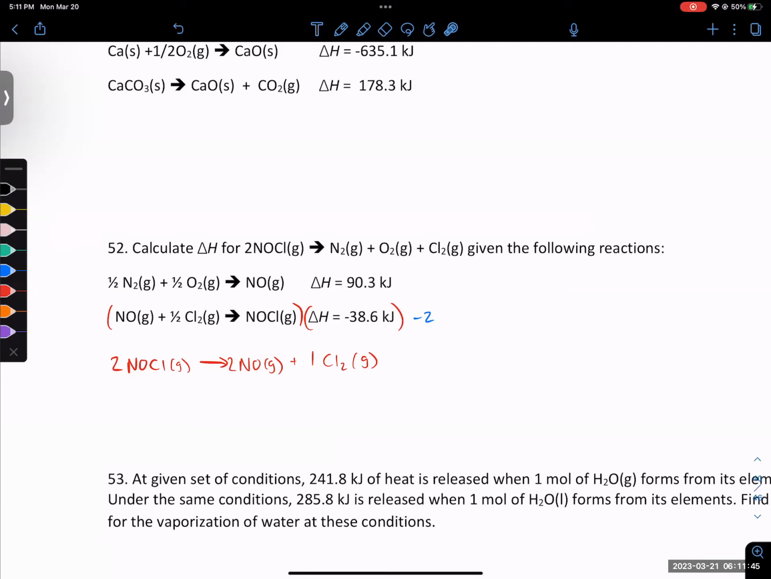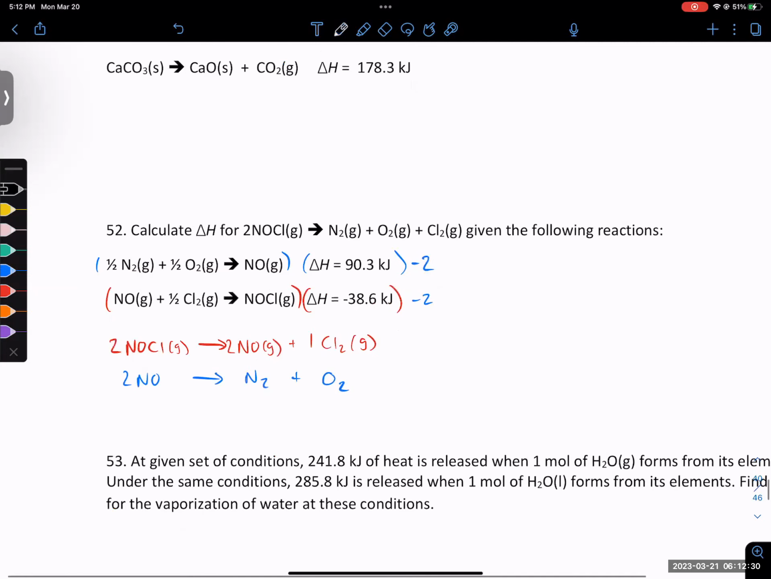1/2. So we should multiply it by what? If we want to get from 1/2 to 1, you multiply it by 2, right? So we're gonna multiply it by 2. And we're gonna flip it, so we're pretty much multiplying it by -2. And then to rewrite it, you would do 2NO goes to 1 mole of N2 plus 1 mole of O2.